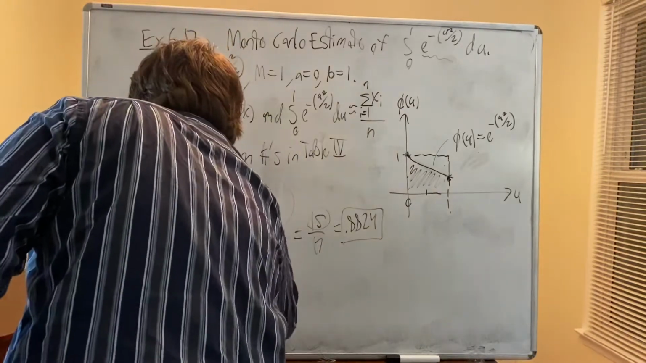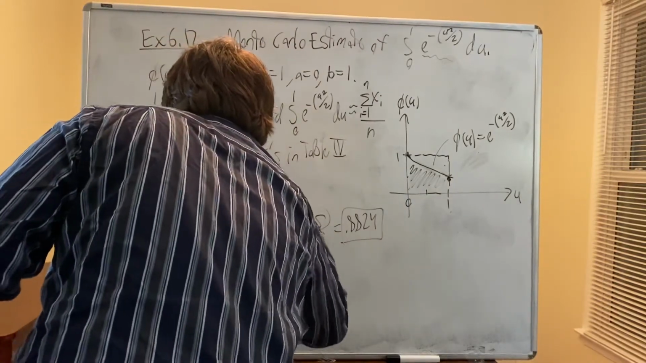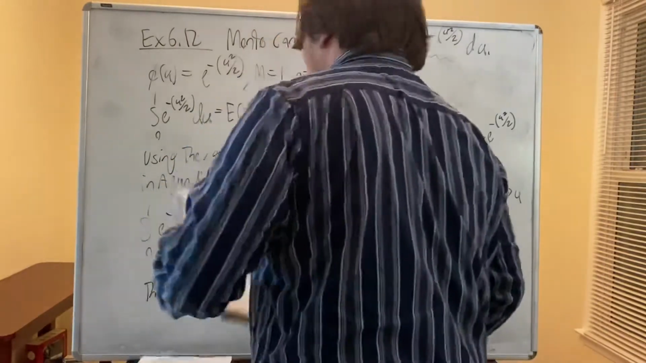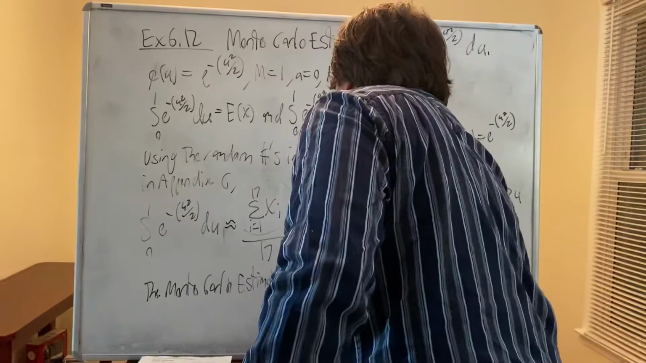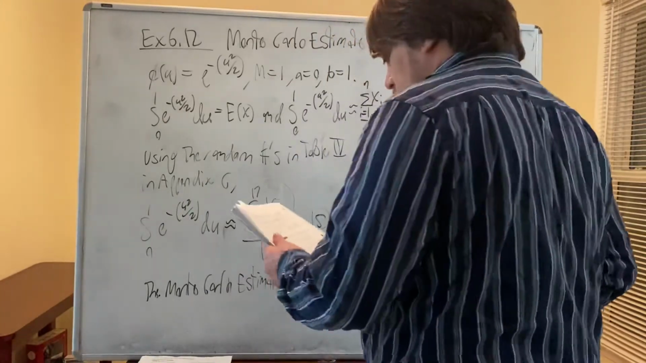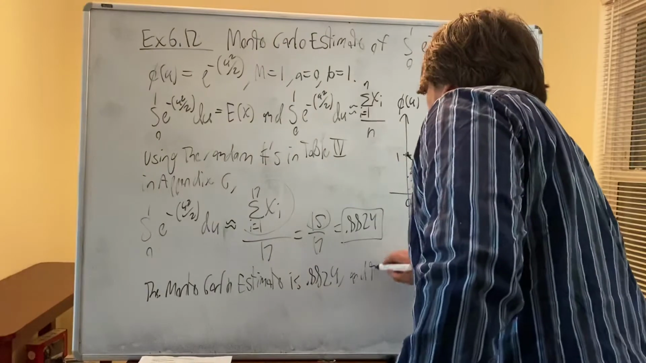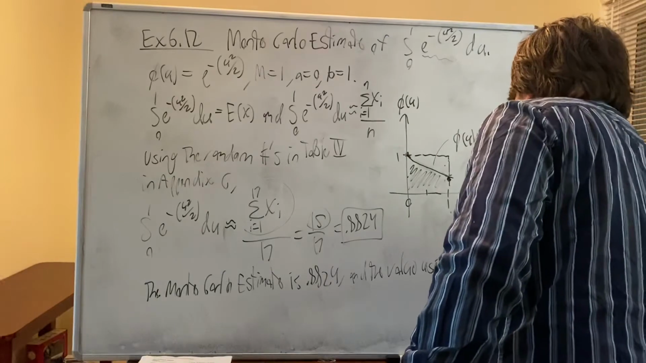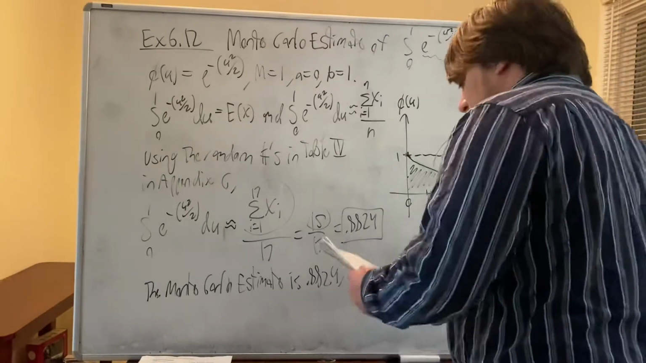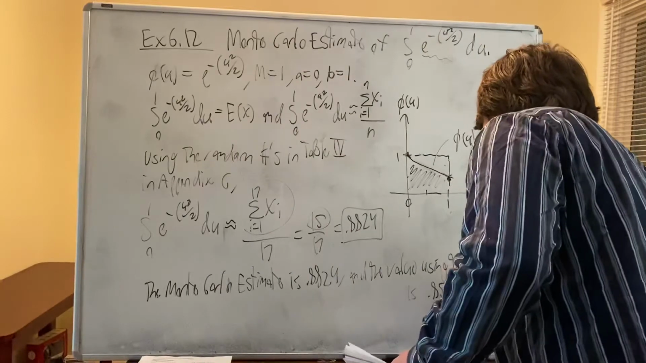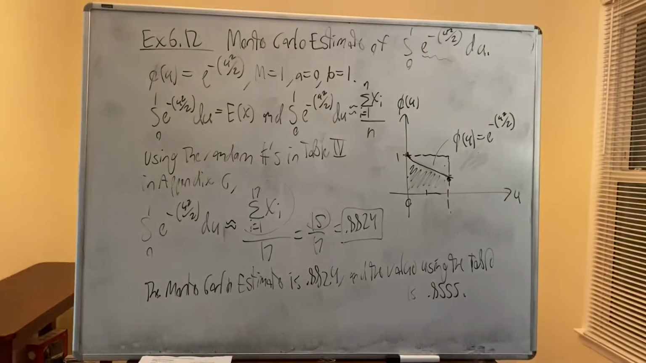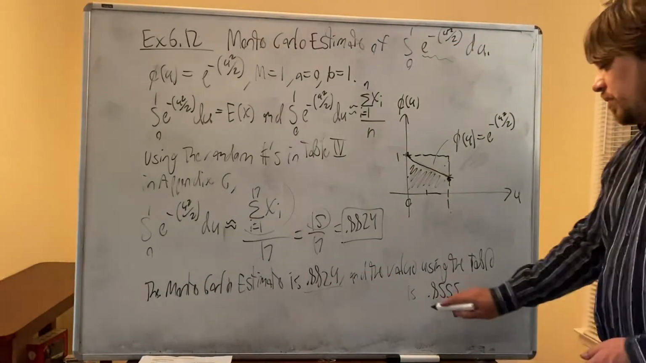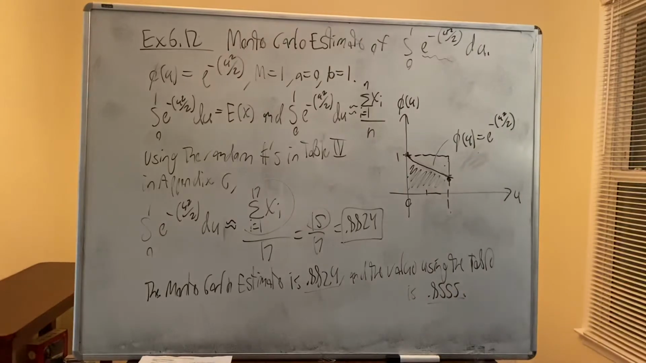Okay, so the Monte Carlo estimate is 0.8824, and the value using the table is 0.8555. Okay, so it's close. When we estimate the value, it's 0.8824, and when we find what the value is, the table tells you it's 0.8555.